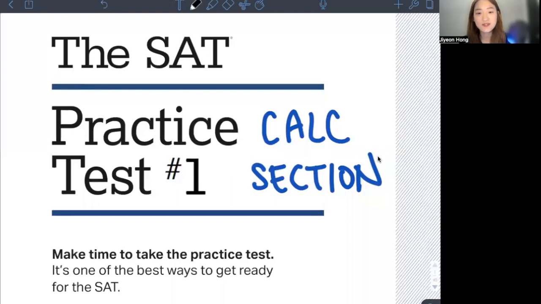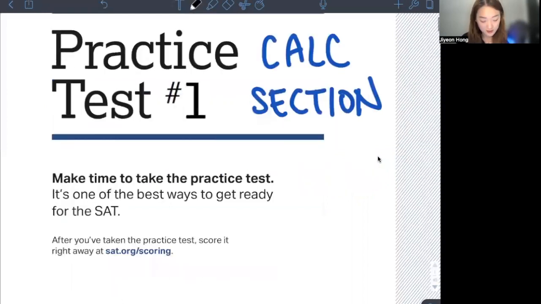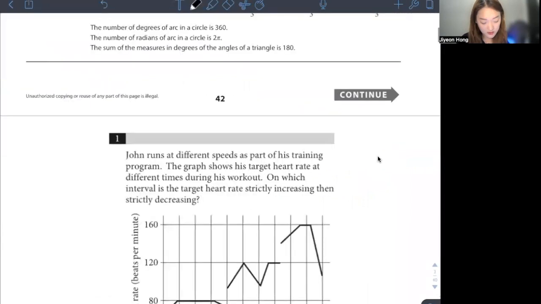Hi everyone, this is the calculator section of practice test number 1 from College Board exams. If you do need the non-calculator section, that is also posted, so feel free to refer to that as well. All right, let's go ahead and dive right into number 1.